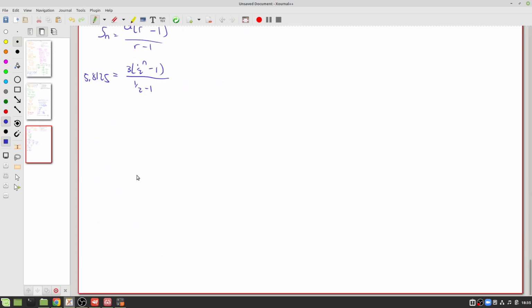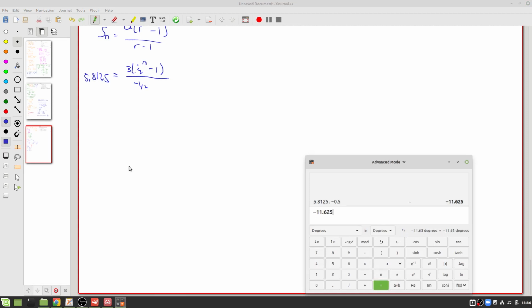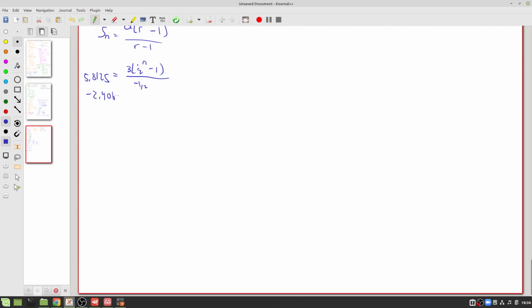This can still get a little bit messy. So a half minus 1 is just negative a half. I'm just going to replace this. And now we're going to multiply both sides by negative a half. So 5.8125 times negative a half, that's going to be 2.9 something. Let me just actually work this out. 5.8125 times negative a half. My bad, I'm so sorry. Multiplied. Okay, negative 2.90625 equals 3 times a half to the power n minus 1.